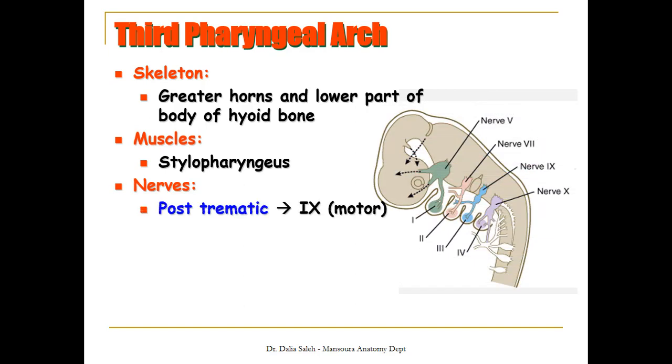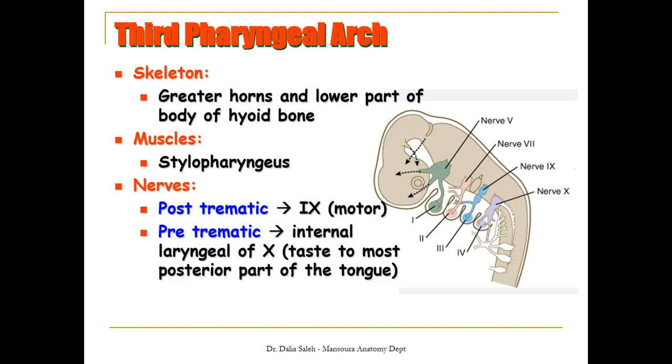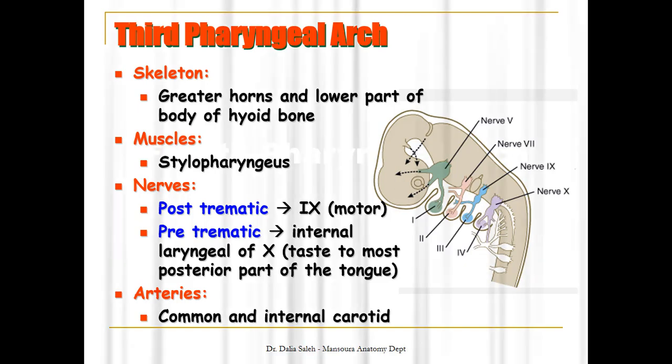The post-trematic nerve will be the glossopharyngeal nerve, its motor component. And the pre-trematic nerve will be a branch from the internal laryngeal nerve of the vagus nerve, which will carry the taste sensation to the most posterior part of the tongue. And for the arteries, we have the common and internal carotid arteries.